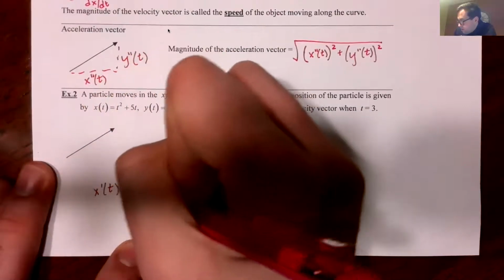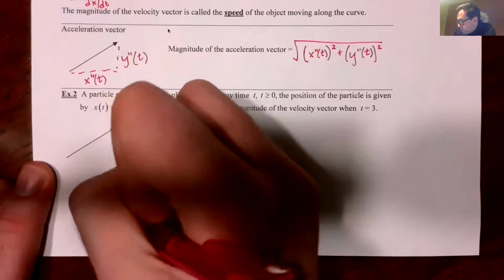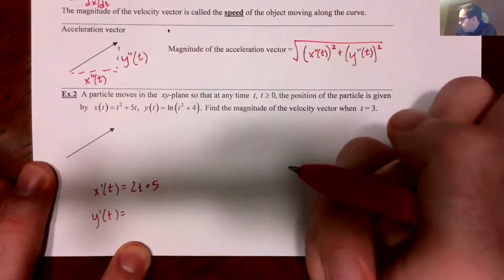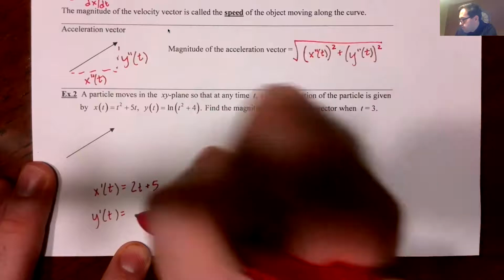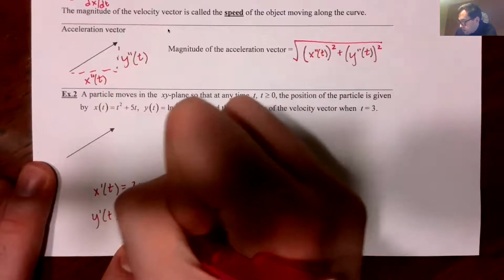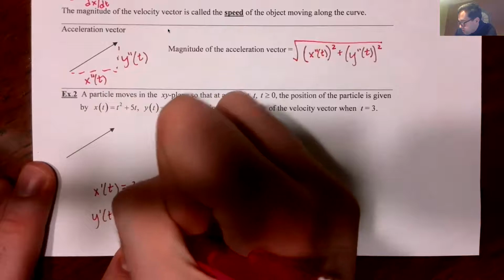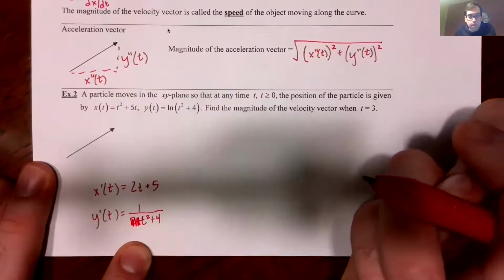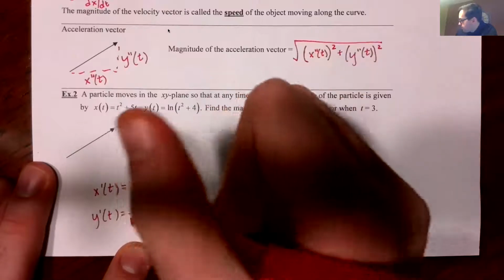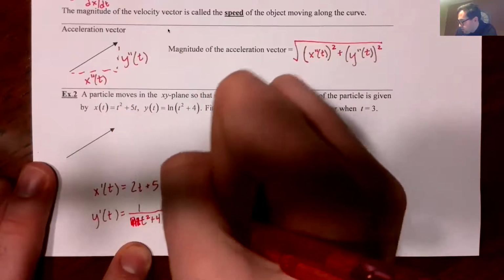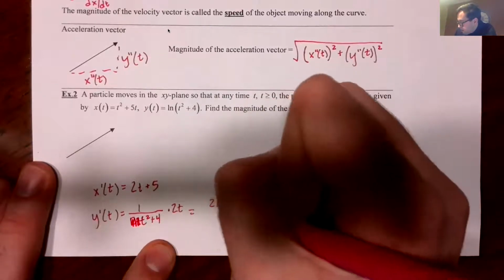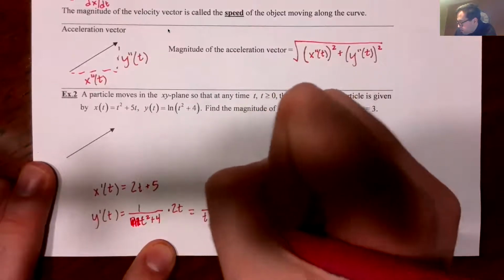So it's going to be 2t plus 5. The y prime of t is what? 1 over t squared plus 4, times 2t, because we've got to multiply by the derivative of the inside. In other words, what do we get? 2t over t squared plus 4.